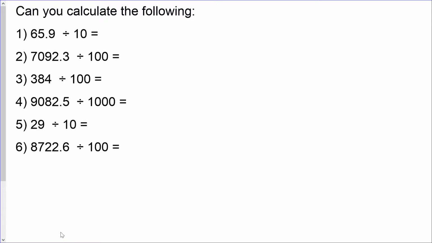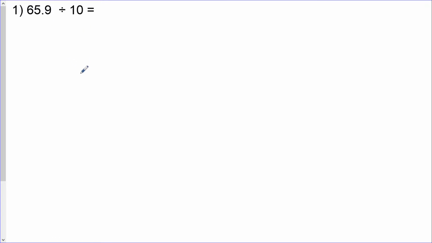Right, let's start having a look at today's questions then. Okay, I'm going to go through a couple of examples just like I did yesterday. So the first example here is 65.9 divided by 10. Now yesterday we learned that the first thing we should always do is look at the operation. And yesterday the operation was always timesing or multiplying. Today we're going to look at dividing.